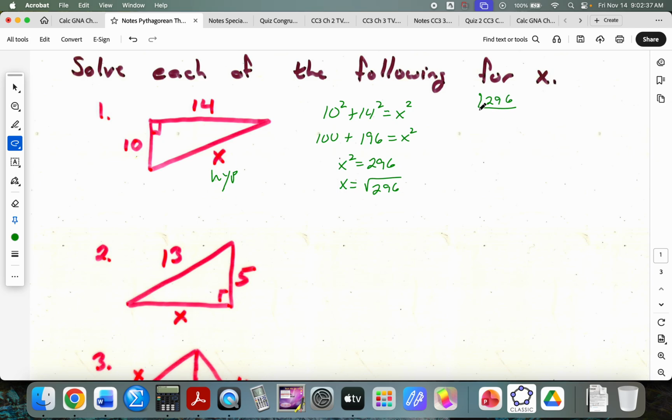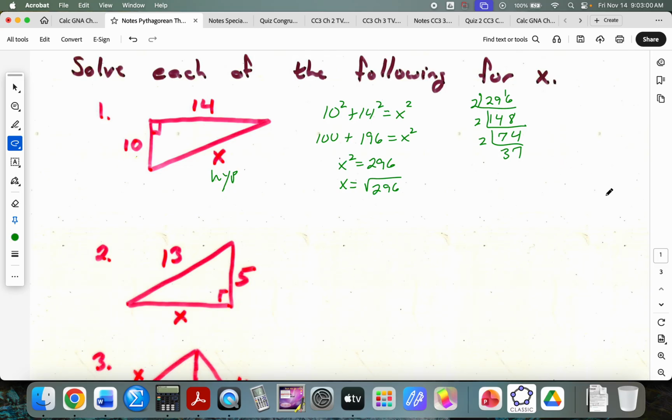So I'm going to divide this up. That's 2. That'll go 4 times with 1 left over. That'll be 8. 2 goes into this 74 times. 2 goes into 74 37 times.